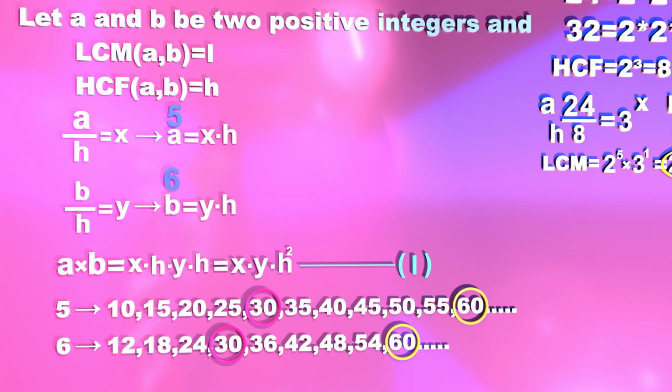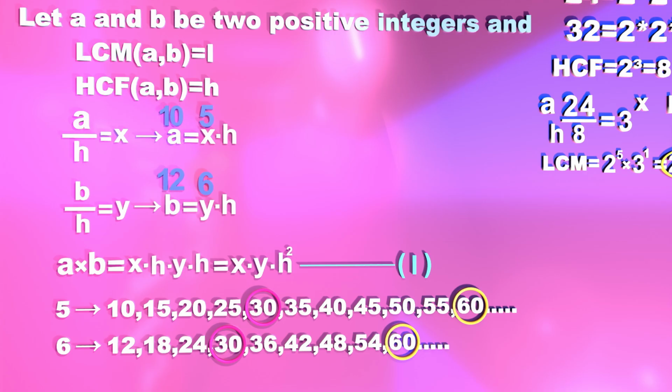You can notice we have simply multiplied 5 by 6 because we cannot take anything common from 5 and 6, and hence we got 30, which is LCM. But what happens if we take 10 in place of 5 and 12 in place of 6? Now what will be the LCM of 10 and 12?